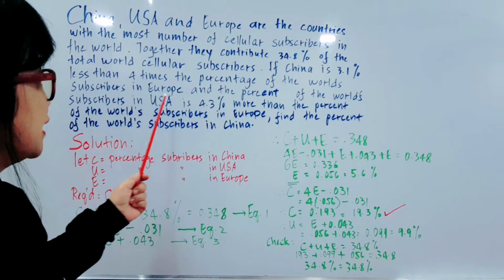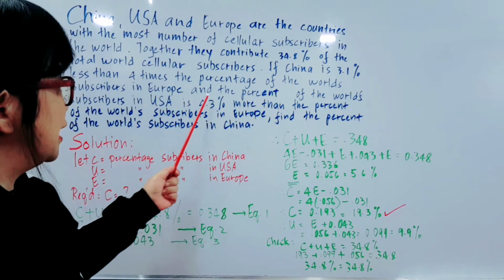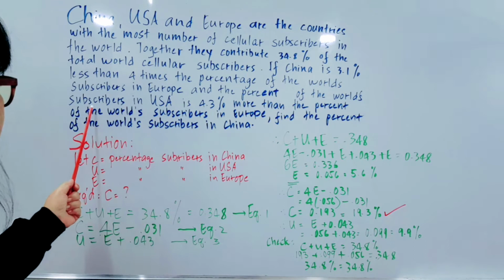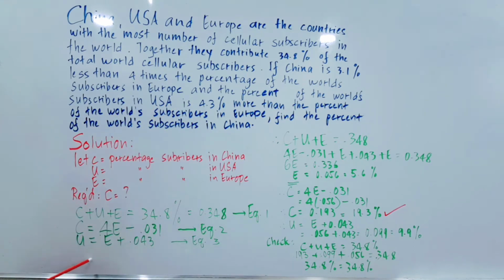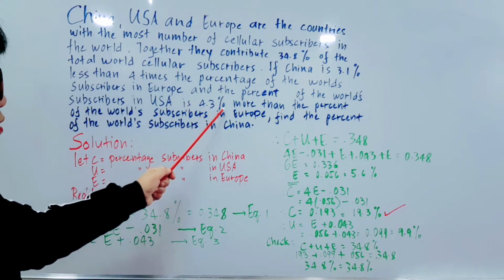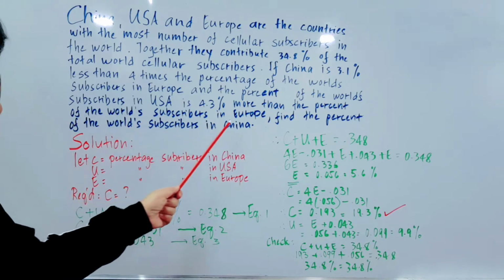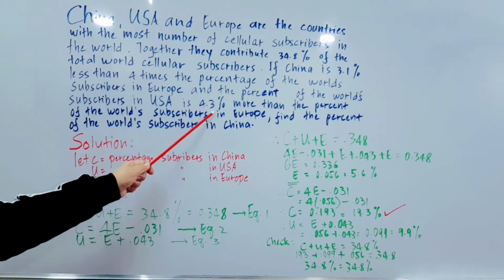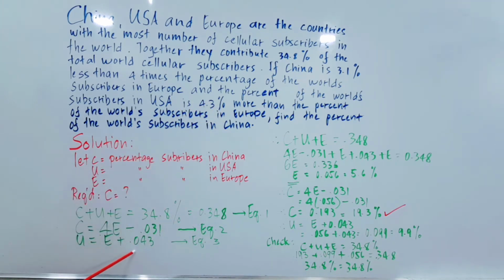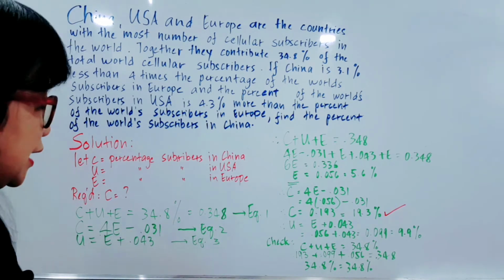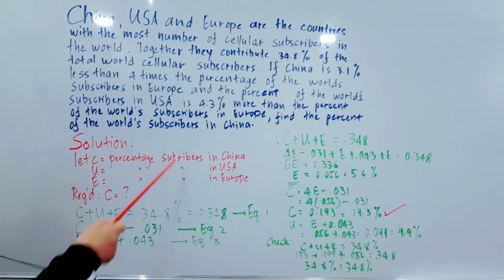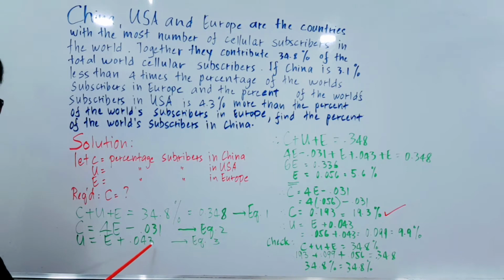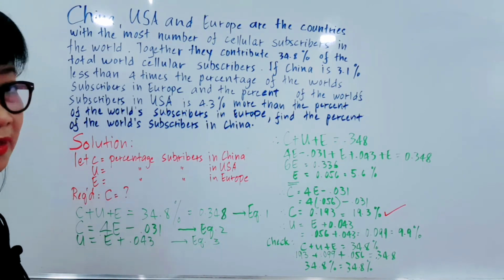Now, pwede pa tayo makabuo ng another equation, and the percent of the world's subscriber in USA, which is represented as U, is equal to 4.3% more than the percent of the world subscriber in Europe. World subscriber in Europe is E, so plus 0.043 or 4.3%. So we have equation 3. Ang ginagawa natin dito, ang percentage, divide natin sa 100 para maging decimal number, para mas madali siyang i-solve.